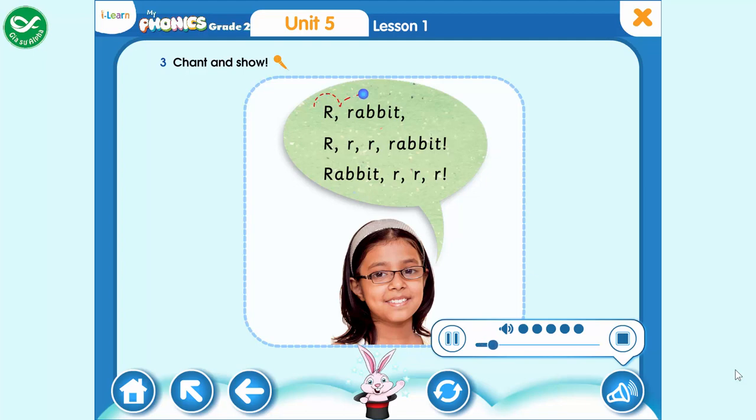R, rabbit. R, r, r. Rabbit, rabbit. R, r, r. R, rocket. R, r, r. Rocket, rocket. R, r, r. R, robot. R, r, r. Robot, robot. R, r, r.